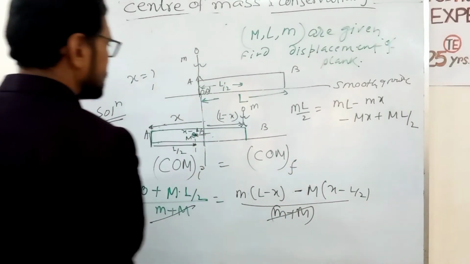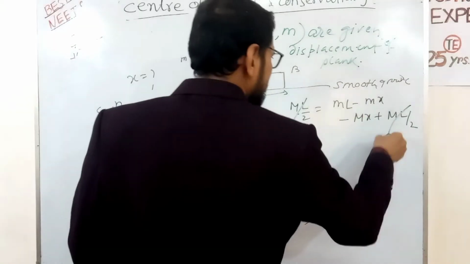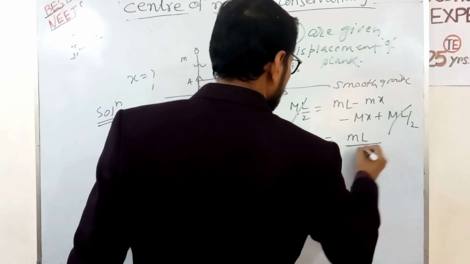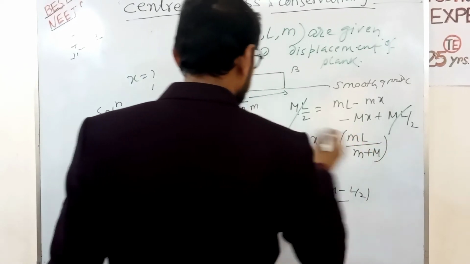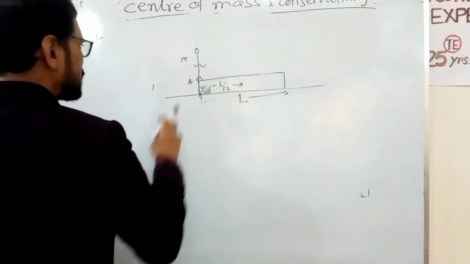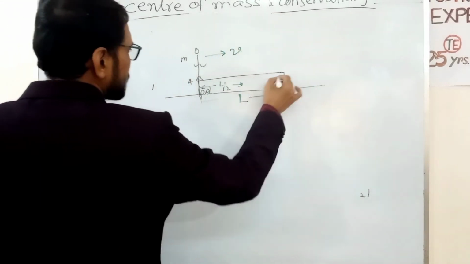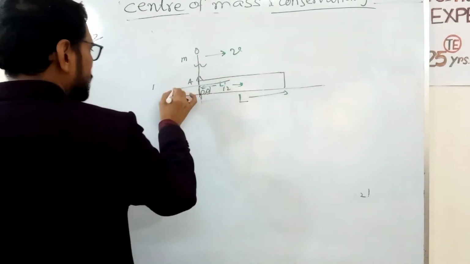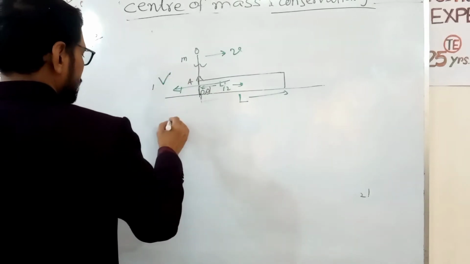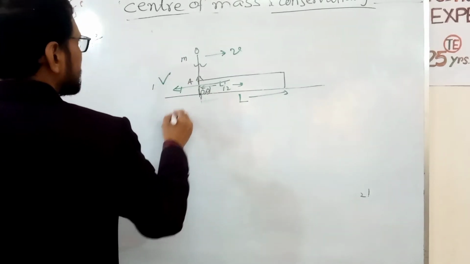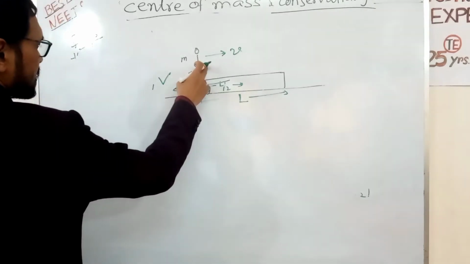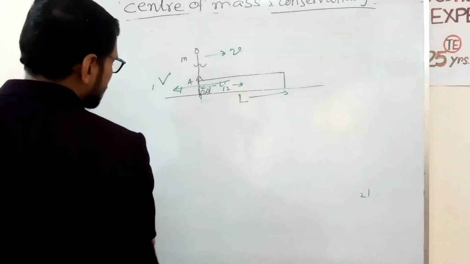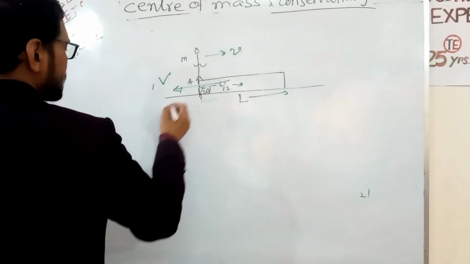So we can find the value of x from this equation, x equal to mL by M plus m. If the man moves with velocity v, then what is the velocity of the plank? If the man moves in this direction, the plank moves in the opposite direction with velocity V. Here we conserve the momentum, since no external force is applied, so conservation of momentum is applied.